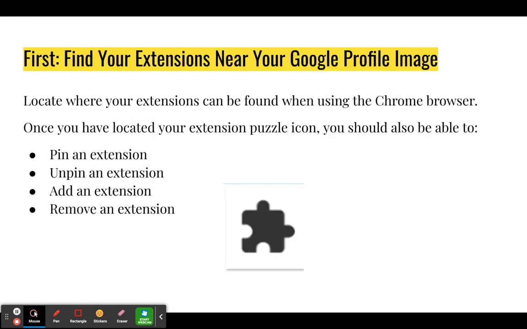So first off, we need to find where our extensions basically live. And those are located in a little puzzle piece that's up on your browser next to where your Google profile image is. So we'll take a look at that in just a second. So we're going to locate where that is, and then we are going to open up the extension menu and look at both pinning and unpinning an extension, how to add an extension, and then how to remove an extension that maybe you no longer want or are no longer using.